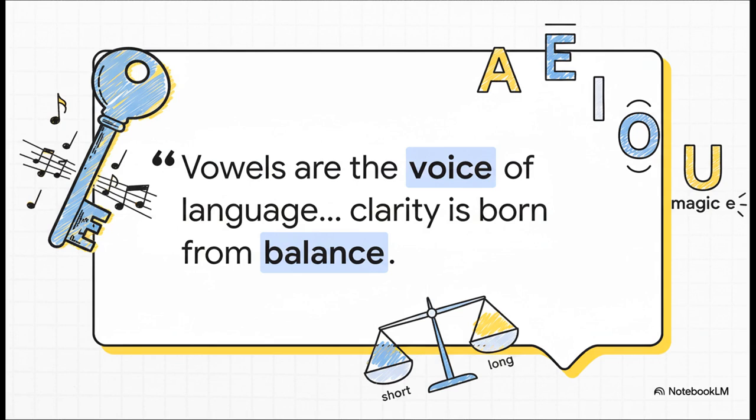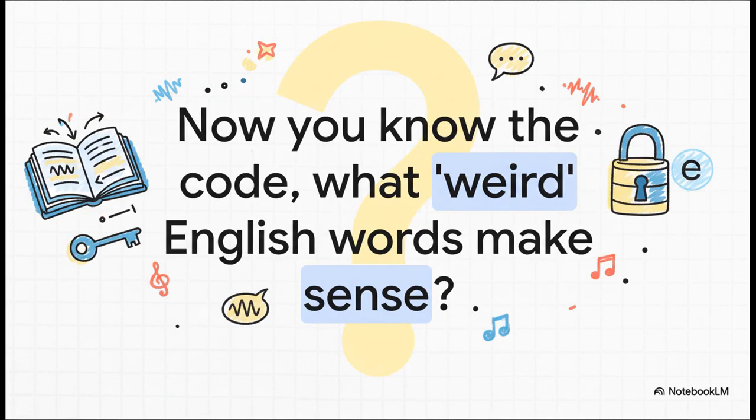I just think this is a beautiful way to look at it. The short, punchy, practical vowels and the long, stretched-out, expressive ones, they're both absolutely essential. They are the voice of the language, and real clarity, real understanding, comes from the balance between the two. So, you now have the decoder keys. You have the tools to crack the code. Which makes me wonder, what other weird English words are suddenly starting to click for you?